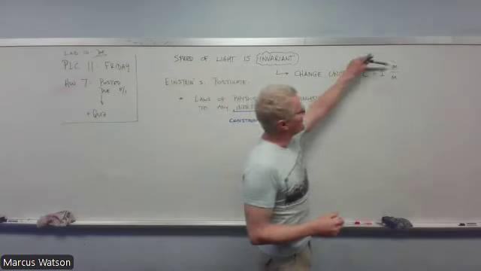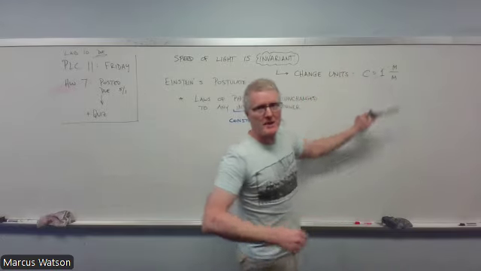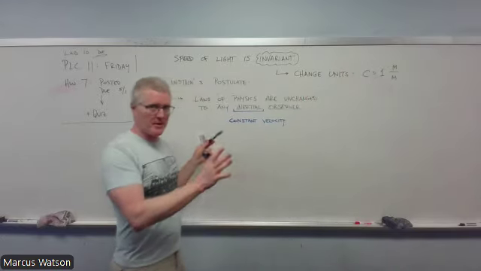This is a meter of your travel time divided by a meter of light travel time. And it's a meter, and it's a meter, so the meters go away. So c is equal to 1.